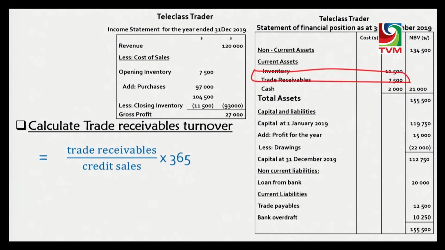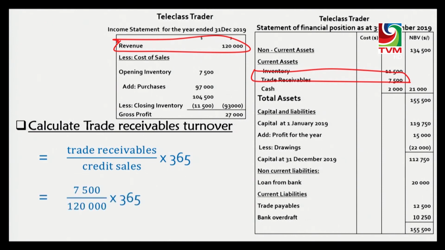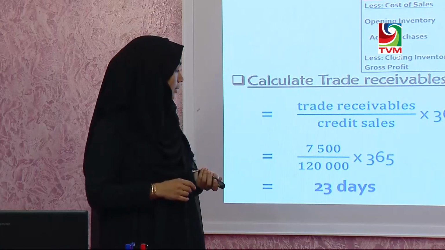So as you can see from Teleclass statement of financial position, their trade receivable amount is 7,500 and the revenue figure is 120,000. So assume that in this Teleclass Trader, they are buying and selling goods on credit. So 7,500 divided by 120,000 times 365 is equal to 23 days. Which means that on average, the trade receivables are taking 23 days to pay their debts.